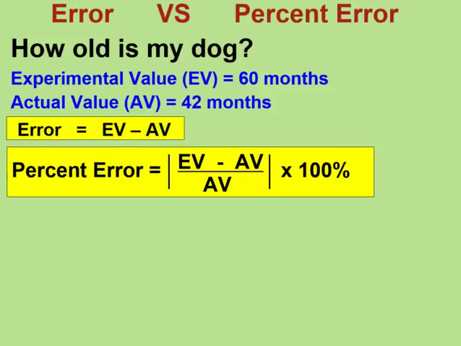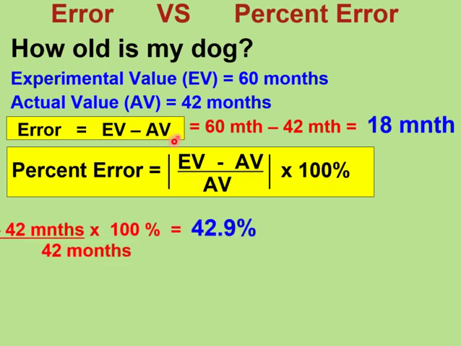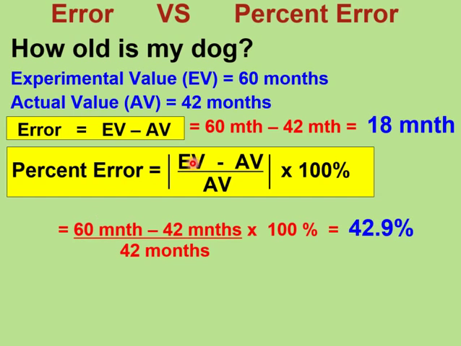So let's throw some numbers in there. Let's say, for example, you guessed that Cora was 60 months old, and she's a lady, so that's probably a bad idea for you to guess high, right? You want to guess young. But anyway, let's assume that you guessed 60 months. Now, the actual value is 42 months. She's actually 42 months old. Error is experimental value minus accepted value. So that would be 60 months minus 42 months. So your error would be 18 months. You're 18 months off. Percent error, we're going to take the same error, right?